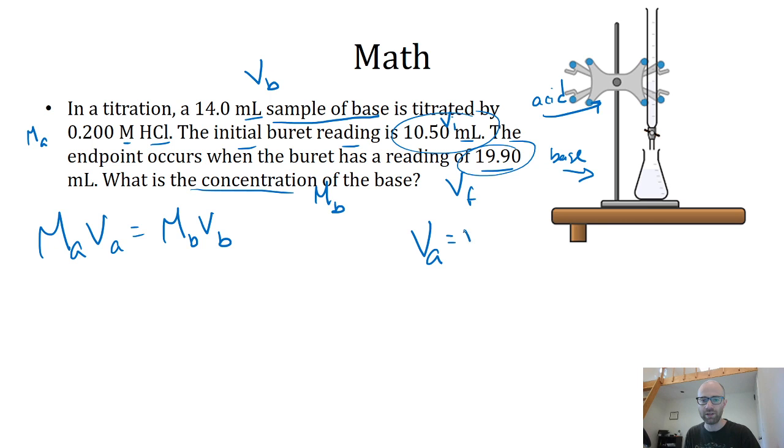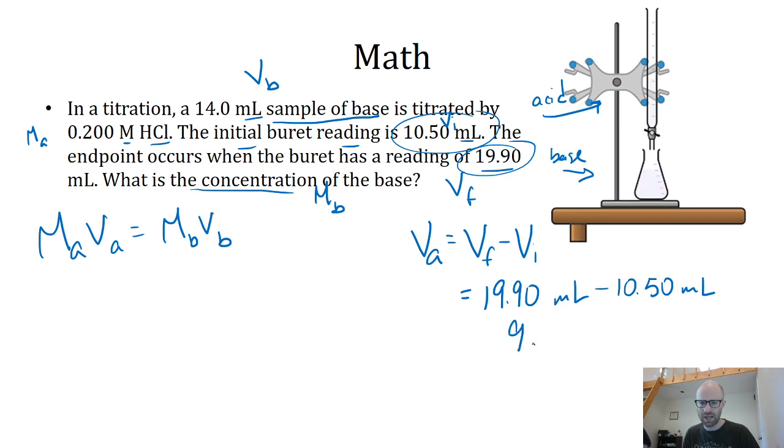But VA is going to be equal to the final reading minus the initial reading, which is equal to 19.90 milliliters minus 10.50 milliliters. And I believe that should be 9.40 milliliters. So now we have a VA, an MA, a VB, and they're asking about the MB. We have 3 knowns, 1 unknown. That sounds exactly like a titration. So let's plug in.